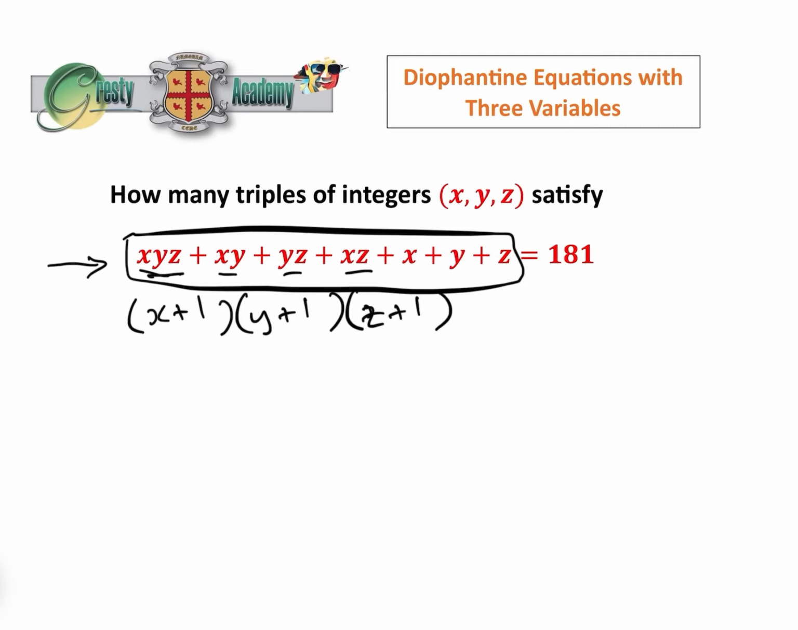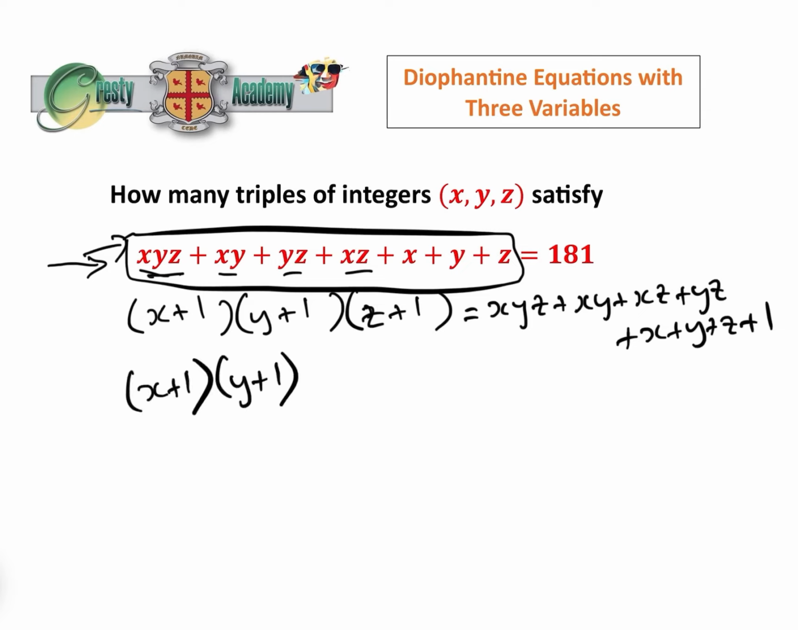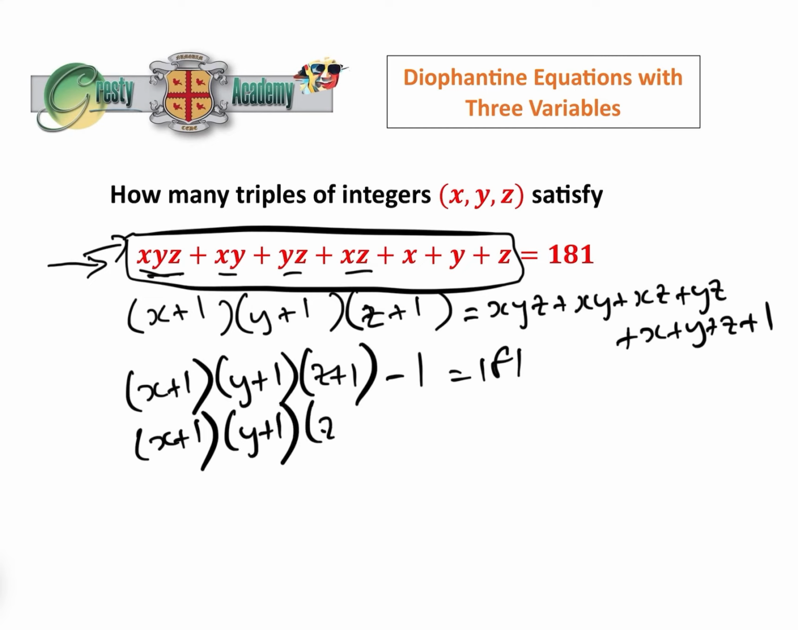Now, if we expand (x plus 1)(y plus 1)(z plus 1), we get xyz, add xy, add xz, add yz, add x, add y, add z, add 1. Okay, so basically this expression here is equal to (x plus 1)(y plus 1)(z plus 1) minus 1. So we can rewrite the expression that we want as (x plus 1)(y plus 1)(z plus 1) minus 1 equals 181, i.e. they want us to find the triples which satisfy this equation, which is far easier because now we can use a method.